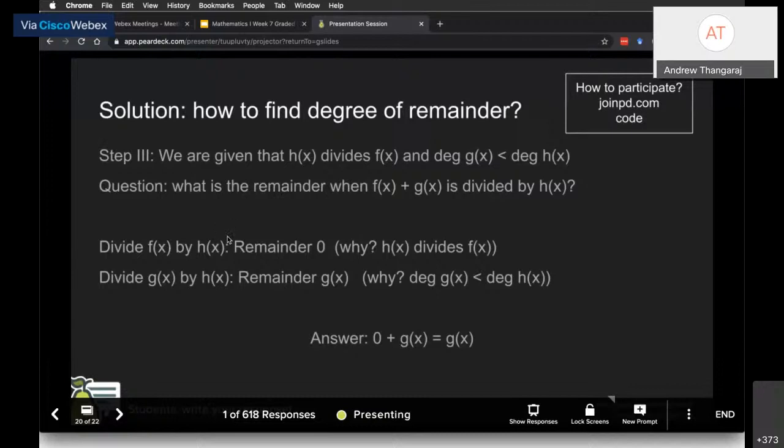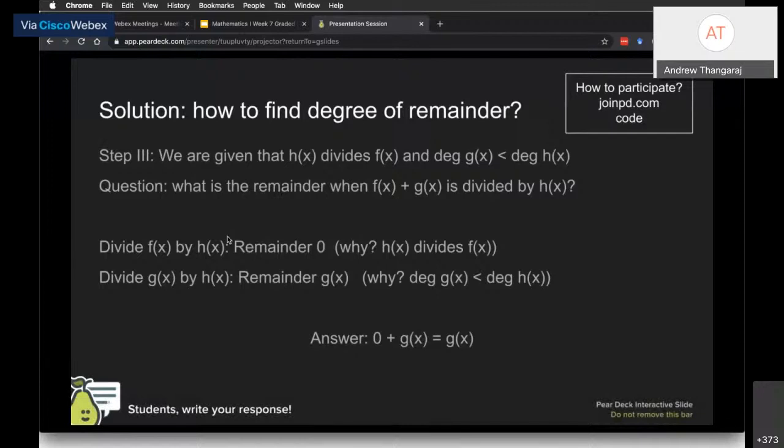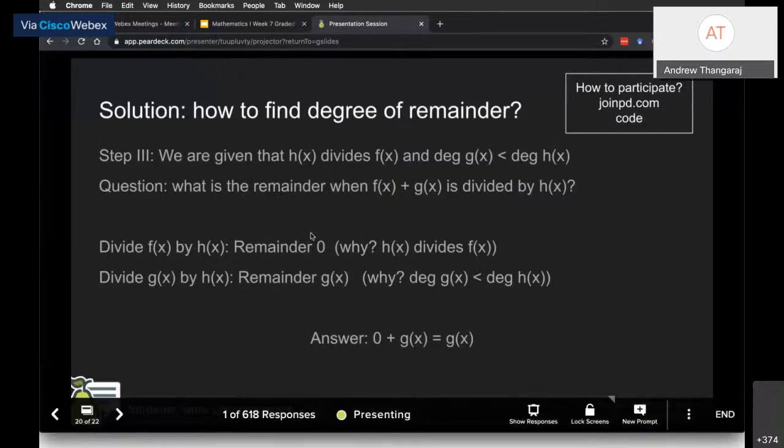Wow, I'm saying f of x, h of x, g of x. I'm sure for some people the head is spinning. Apologies for that. Read through the slide slowly, you will understand that. If you divide f of x by h of x, you will get a remainder 0. Why is that? Because h of x divides f of x. And then if you divide g of x by h of x, notice what's going to happen. Degree of g of x is less than degree of h of x. So division will have no impact and you'll get the remainder g of x itself.